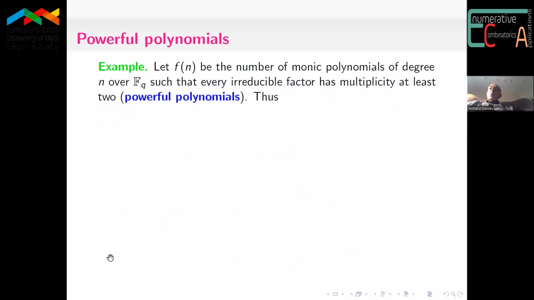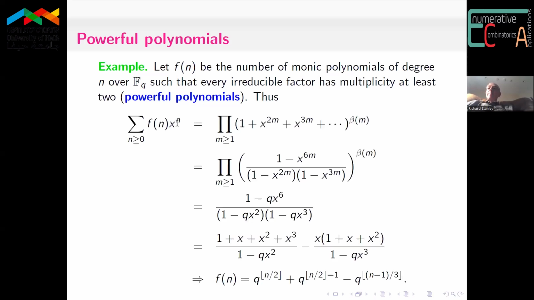Well, let's try to compute, as an example of my technique, the number of monic polynomials of degree n over F_q such that every irreducible factor has multiplicity at least 2. These are called powerful polynomials. No irreducible factor has multiplicity 1.